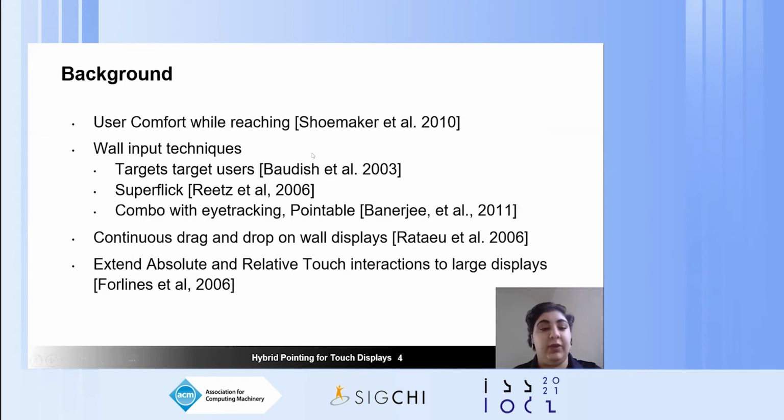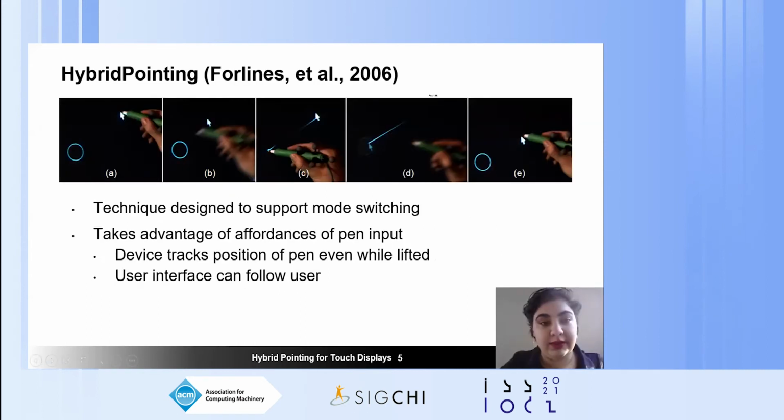Wall input techniques have been tried to be improved by many of us, where we're either looking at the hybrid pointing paper by Forlines et al. in 2006, which inspired many of the techniques in this paper, was designed to support mode switching. The technique uses a pen input and takes advantage of the affordance of that display. The device tracks the position of the pen even when lifted or hovering above the display. The interface can also follow the user.